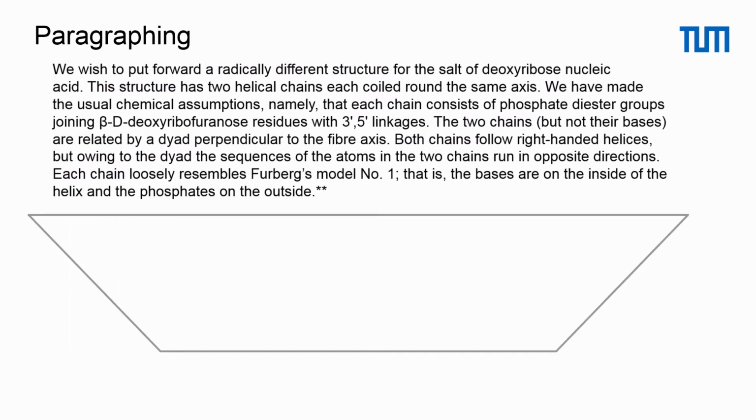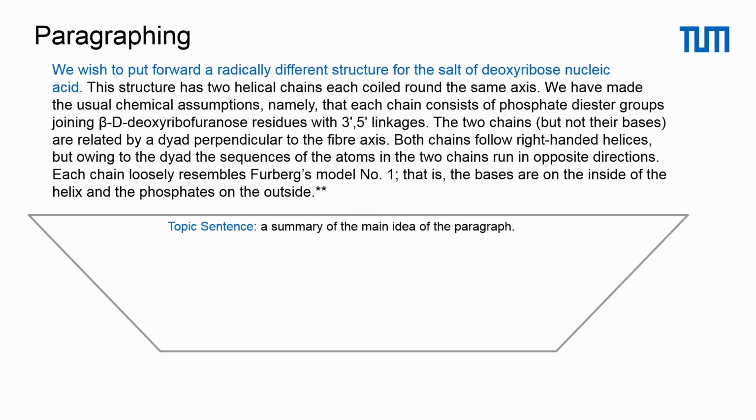So here you have a trapezoid shape, which is the best analogy for thinking about paragraph shape. The first point to consider is having a topic sentence. A topic sentence is a summary of the main idea of the paragraph. And you can see in this case, the topic sentence says, "We wish to put forward a radically different structure for the salt of DNA."